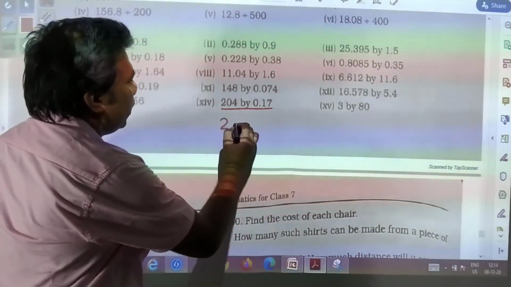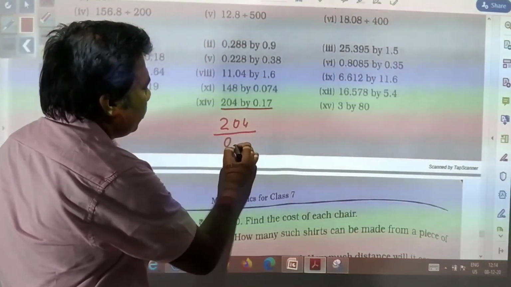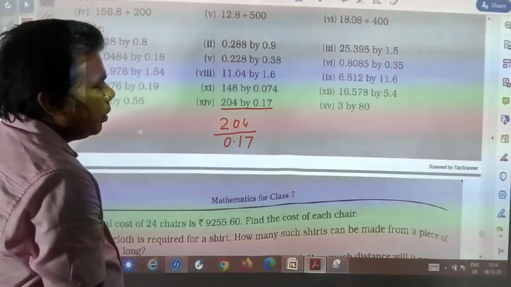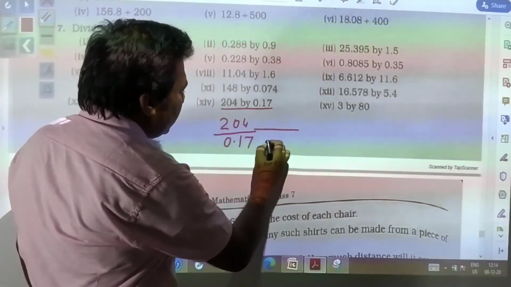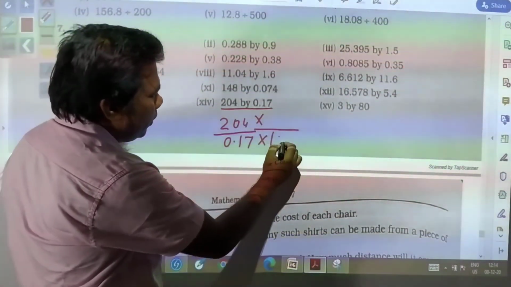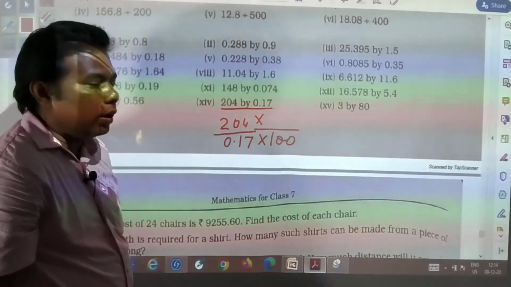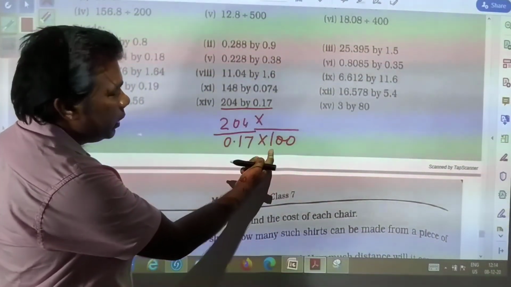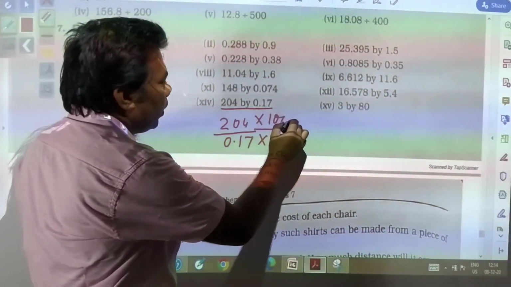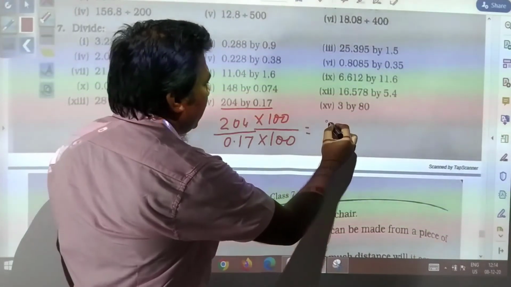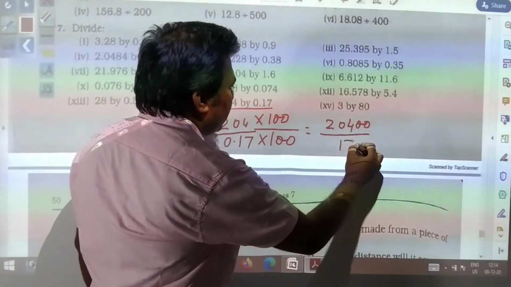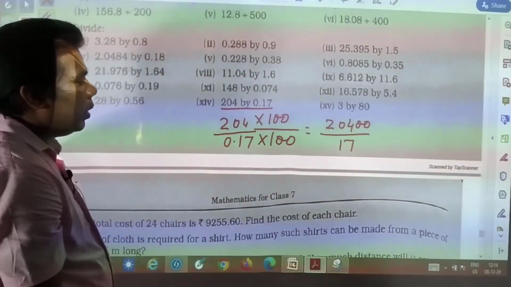Suppose you have 204 divided by 0.17. In denominator you have decimal number, this is required to be converted into whole number. So after decimal you have 2 digits, so this is required to be multiplied by 100. Since we have multiplied in denominator by 100 by ourselves, in numerator also this number is required to be written. So your number became 20400 divided by 17. Now it is required to be divided.